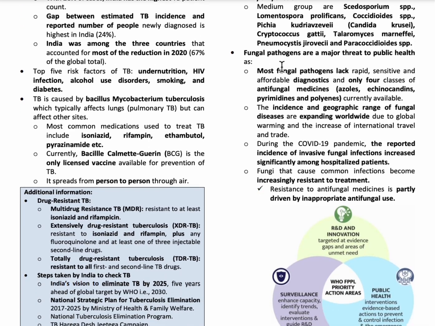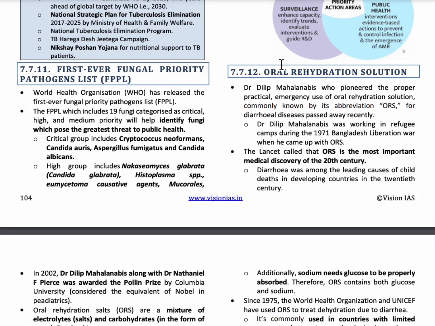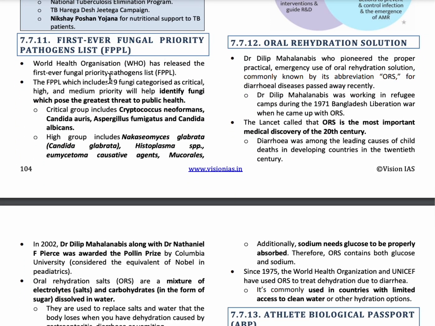The next topic is First ever fungal priority pathogen list, FPPL. So WHO has released the first ever fungal priority pathogens list. So this list includes 19 fungi which are categorized as critical, high and medium priority. So critical group includes Cryptococcus neoformans, Candida auris, Aspergillus fumigatus and Candida albicans.